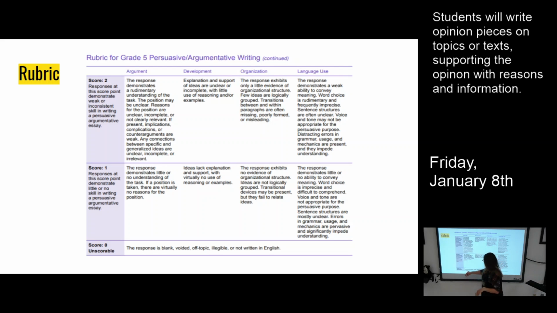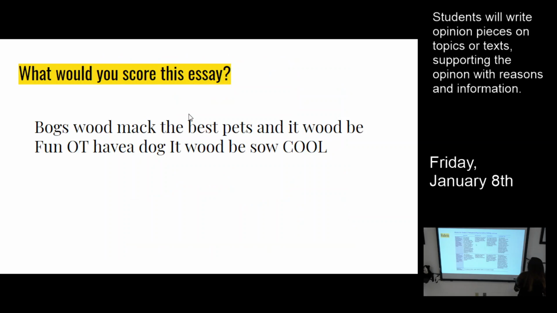You could get a 0. We definitely do not want a 0. The response is blank, voided, off topic, illegible, or not written in English. Then you can't score it. Okay, so remember our goal is a 5. So we're going to look at some examples, and you're going to tell me what you would score this essay.